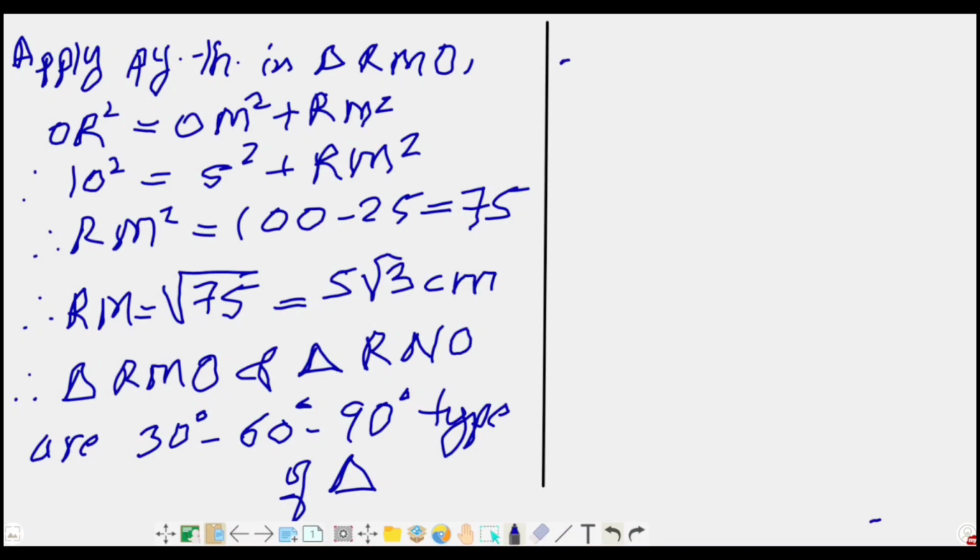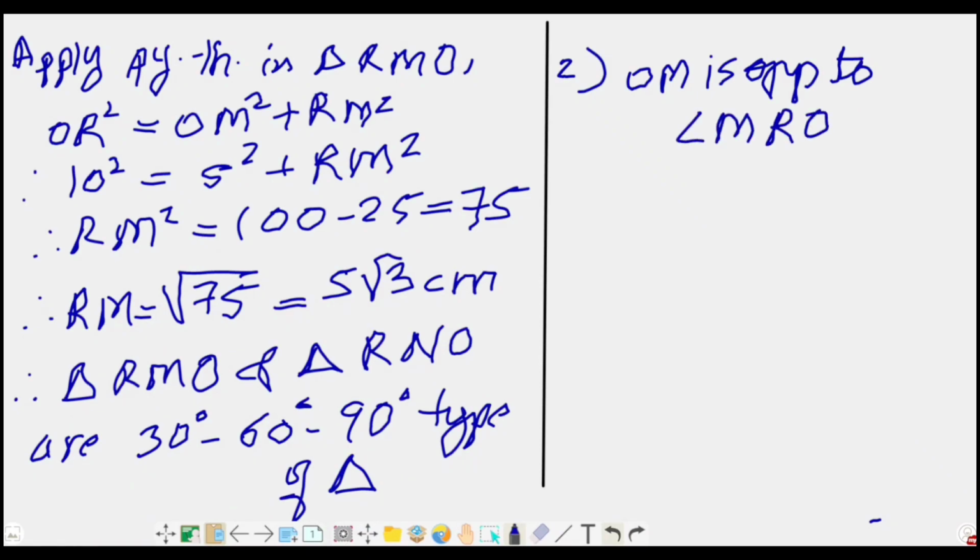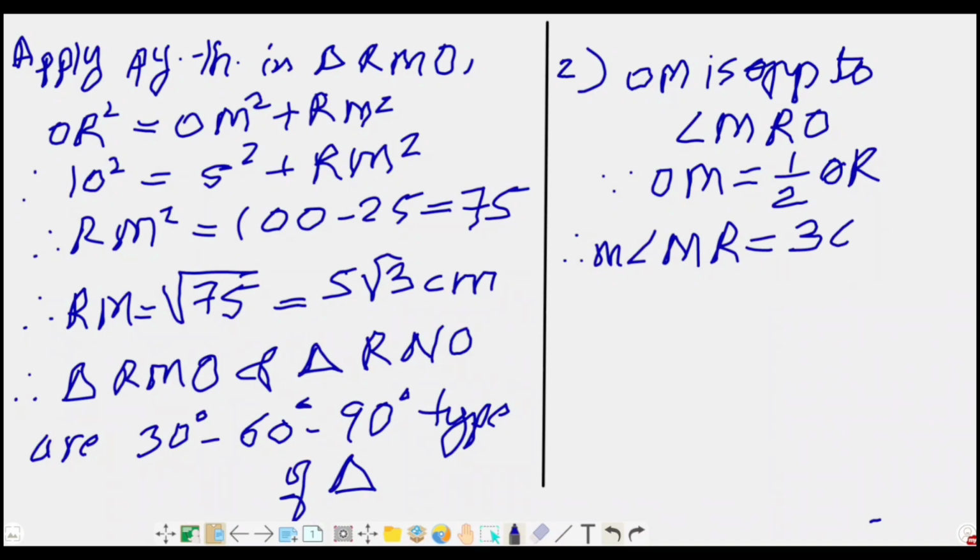Now in the second part, they have asked you the angle MRO. So which side is opposite to this? MRO. So OM is opposite to your angle MRO. Since your OM is 5 centimeter, hypotenuse is 10 centimeter, so OM is half of OR. So the measure of your angle MRO will be equal to 30 degree. Converse of 30, 60, 90 theorem we have applied.